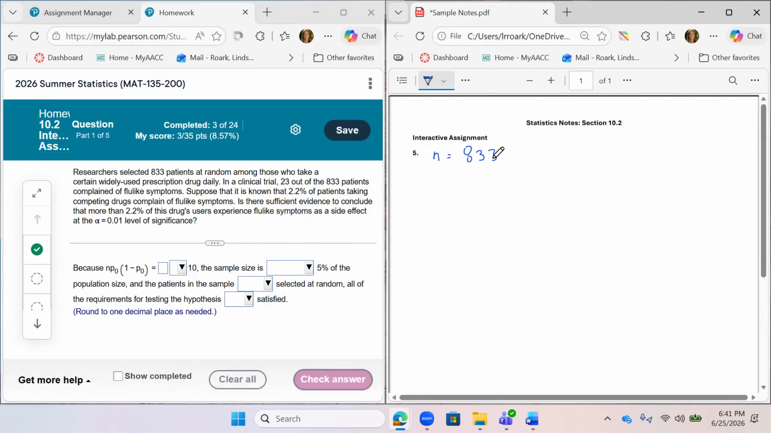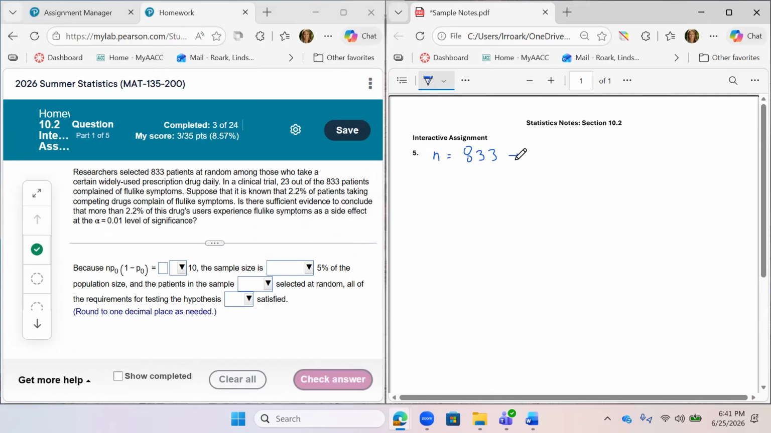But what is the sample, right? And this ties me back to the first test, where it gives you a similarly long problem and asks, what's the sample? What's the population? What's the statistic? And what's the parameter? A lot of that is very similar to what we really need to do here. So yes, the sample size is 833, but 833 what?